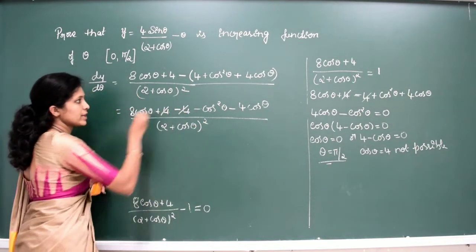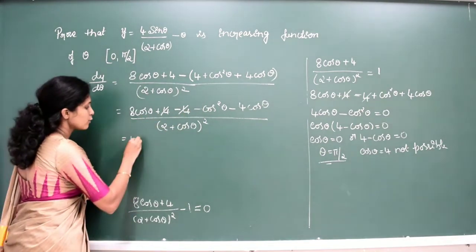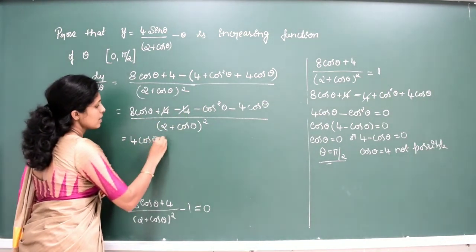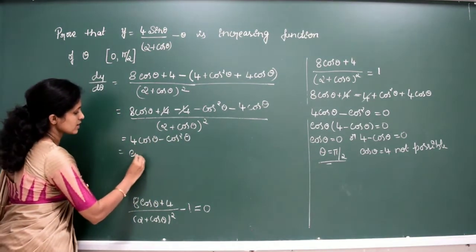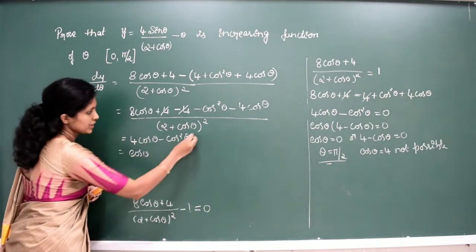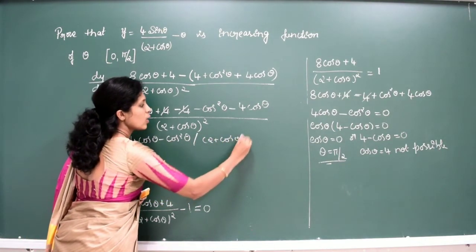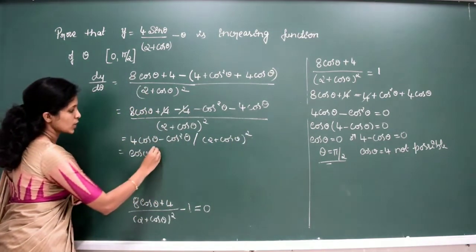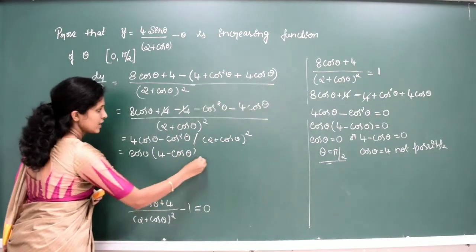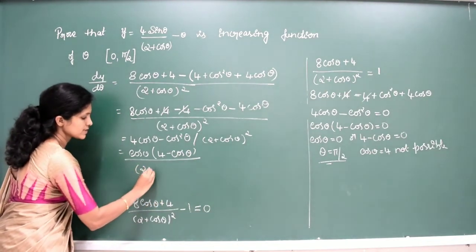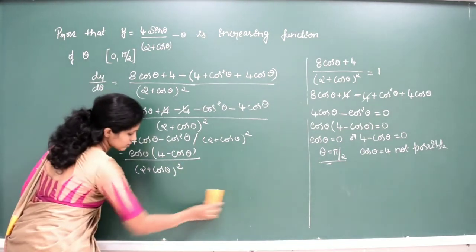Here plus 4 and minus 4 will get cancelled. 8 cos theta minus 4 cos theta will be 4 cos theta minus cos square theta. Okay, directly you can write this. So this is now cos theta, with the denominator divided by (2 plus cos theta) whole square. So this is now cos theta common, (4 minus cos theta) divided by (2 plus cos theta) whole square. Is it clear? Already we have done here, right?